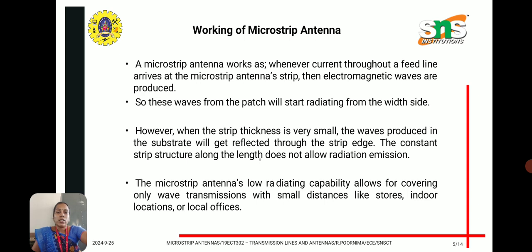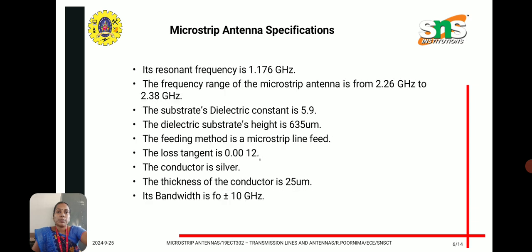So the microstrip antenna's low radiating capability allows for covering only wave transmissions over small distances like stores, indoor locations or local offices. The specifications of a microstrip antenna: its resonance frequency is 1.176 GHz, frequency range is from 2.26 GHz to 2.38 GHz, the substrate dielectric constant is 5.9, the dielectric substrate height is 635 micrometer, the feeding method is a microstrip line feed, the loss tangent is 0.0012.